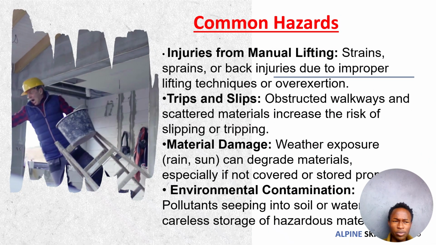now that we are done with the importance of proper handling of materials and storing them, we can continue to the common hazards that result from poor material handling. Some of these include injuries from manual lifting. Let's give an example. When working on a site and the workers have to carry bags of cement on their backs, it's most likely going to lead to injuries on their backs and legs, because those bags are very heavy.